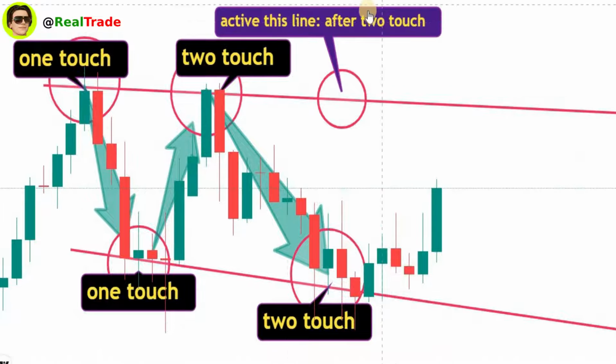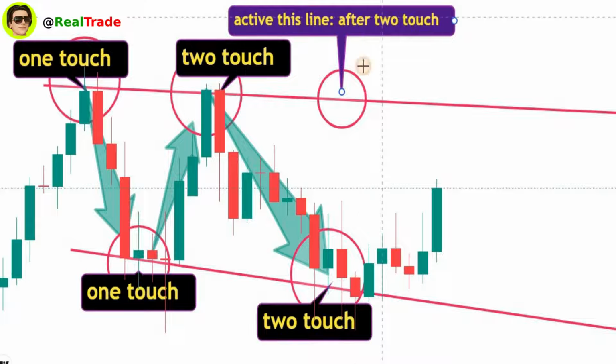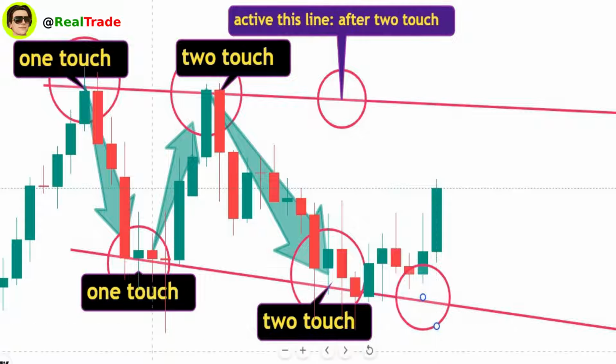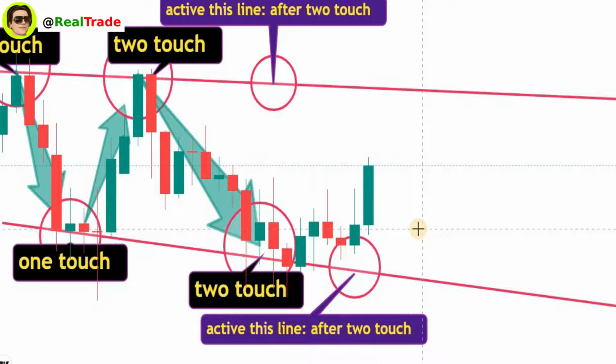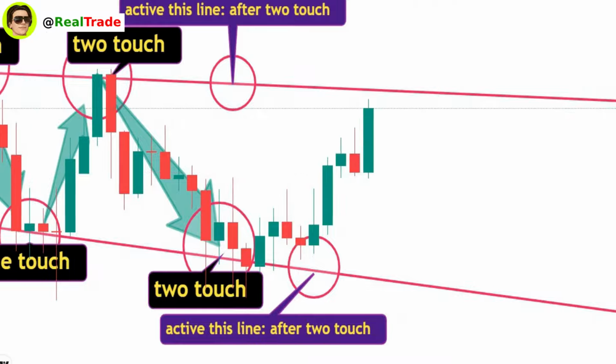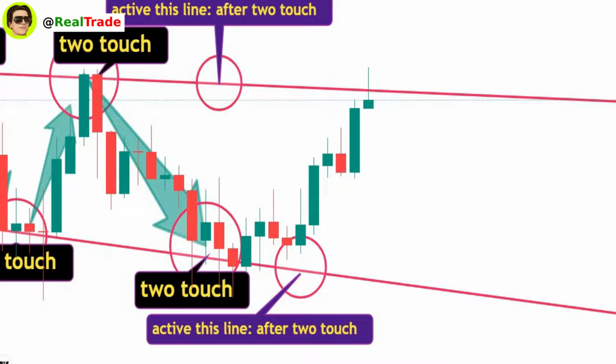After two touch, active strategy. Active this line after two touch. Yes, this area active. And this area active. Look at the mouse. Active this line after two touch. Continue. Yes. This candle is a fed line candle.